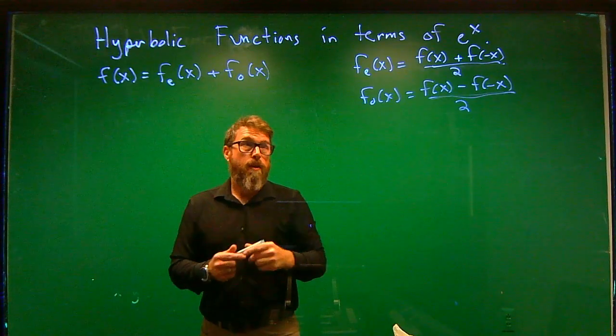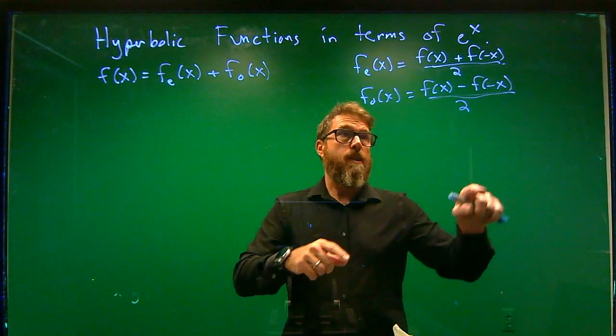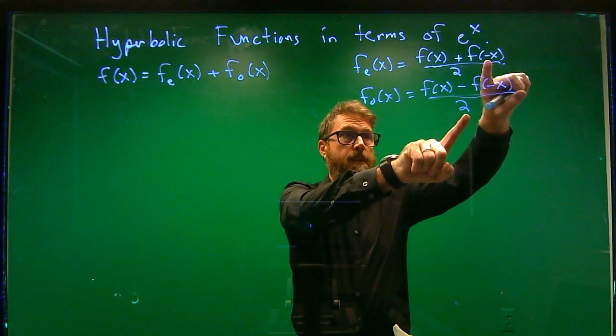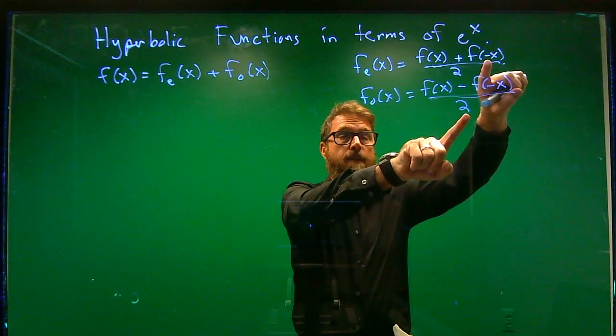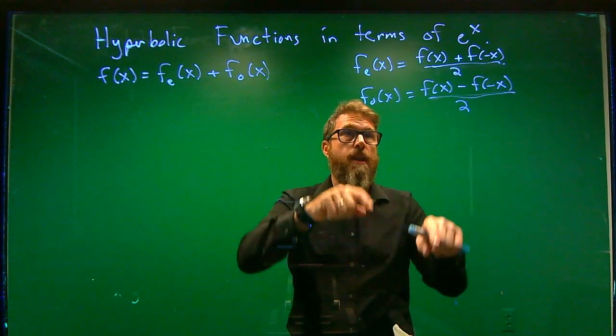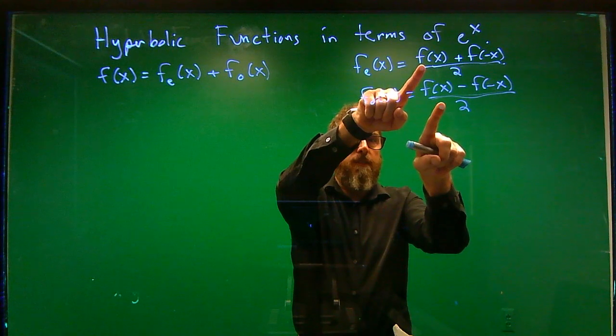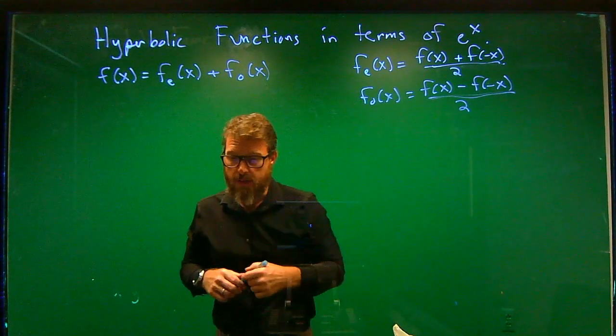So we can add these things together, and what we'll see is that the f of negative x over 2 and negative f of negative x over 2 are going to cancel. And then you're going to have f of x over 2 plus f of x over 2, which is going to give us f of x.